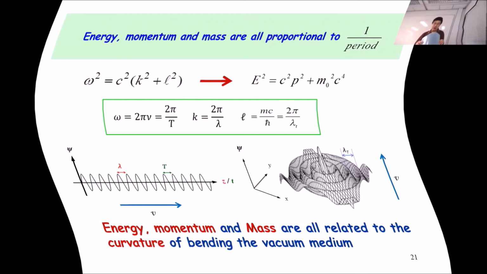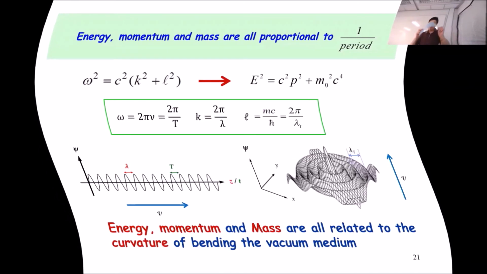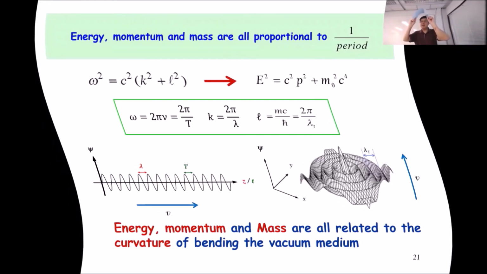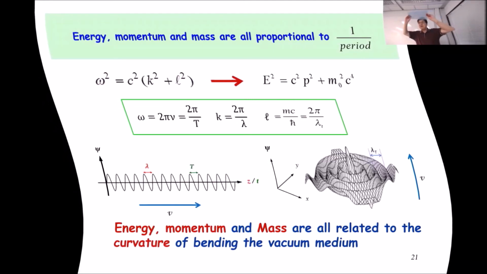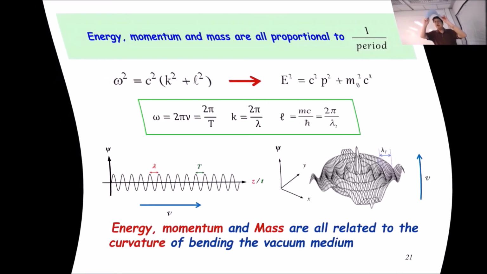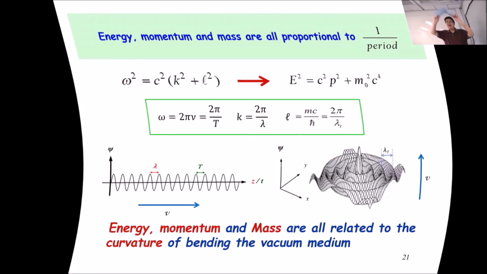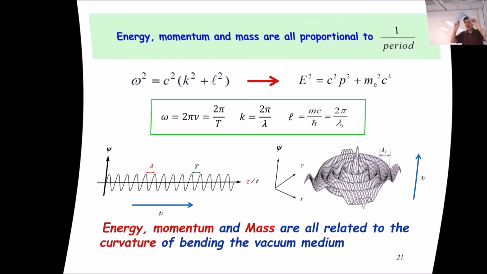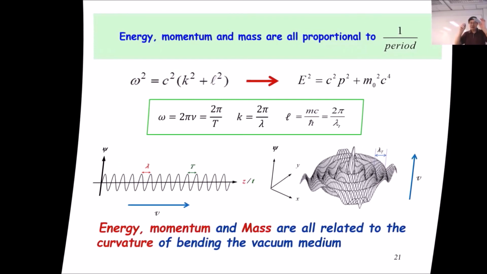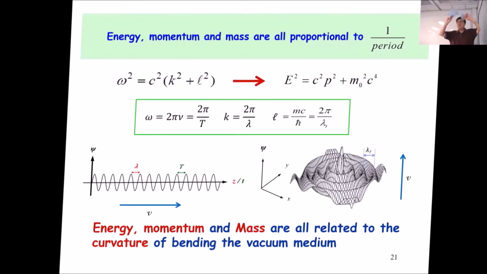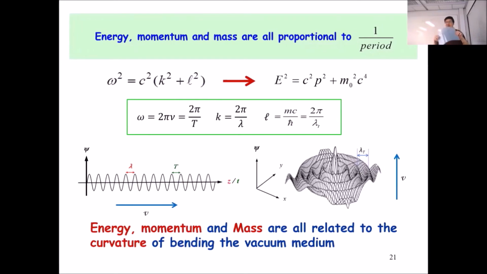Why does it make sense? If energy, momentum, and mass are proportional to 1 over the period, that means they are proportional to the curvature of bending the vacuum medium. And we know when a wave passes through, how sharply you bend this medium depends on how much work you do on it. To have a high curvature of bending the medium, you need to put more work into that. So no matter whether energy, momentum, or mass, they are all related to how much work we put in bending the medium. This now is very interesting.